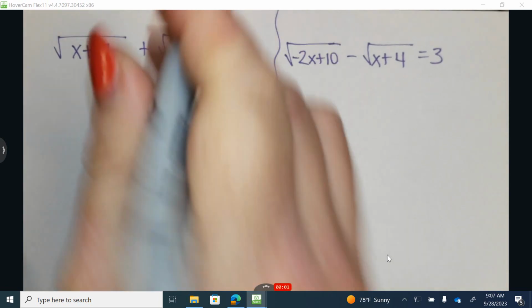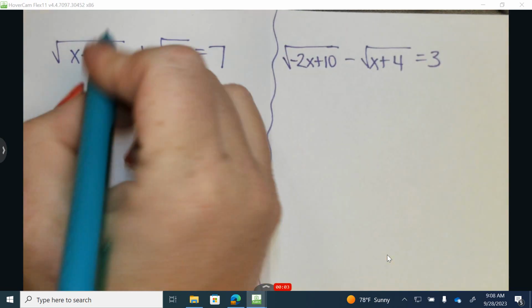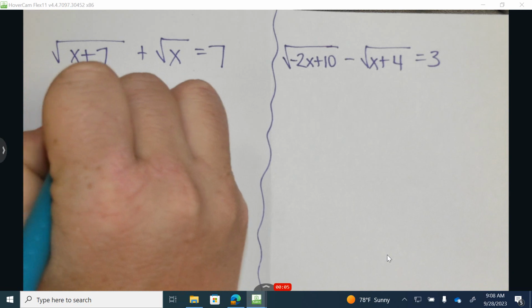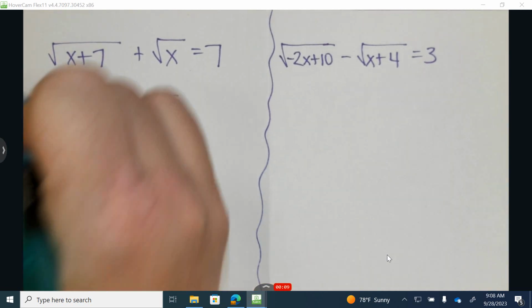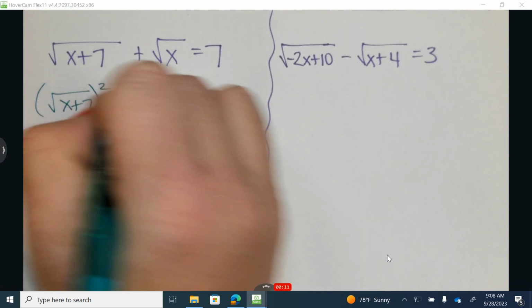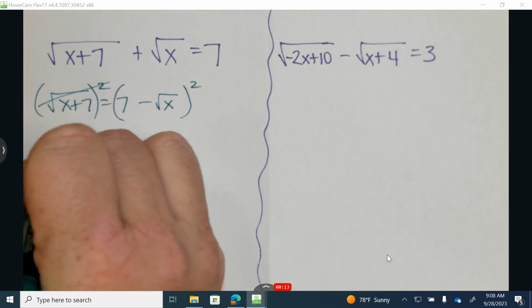I'm going to start by moving this to the opposite side. So when I move it over, it was positive. When it moves over, it becomes negative. And now this looks similar to what we've been working with. I'm going to square both sides. On the right-hand side, I'm left with x plus 7.